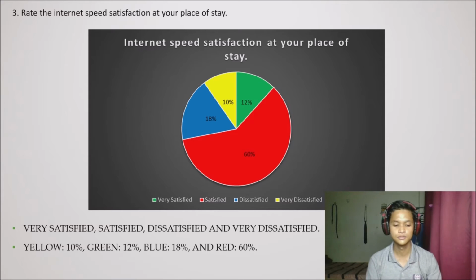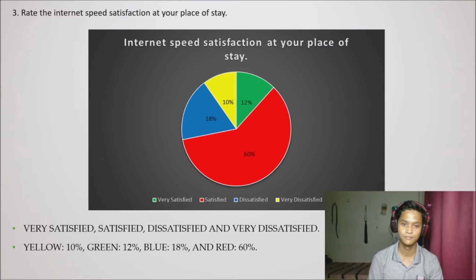Afterward, the second largest segment with the blue hue, which accounted for less than a quarter, is for the respondents who picked dissatisfied. Lastly, the largest segment of the chart with the red hue, which makes up more than half of the pie, is for the respondents that are satisfied with the internet speed connection. To sum it all up, the great majority of the students are satisfied with their internet speed and only a few are very dissatisfied.